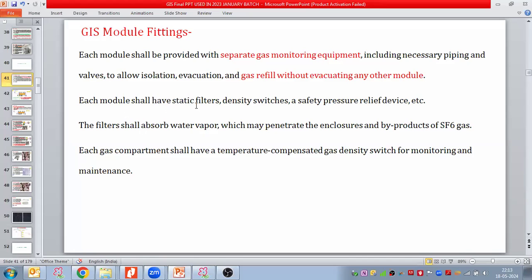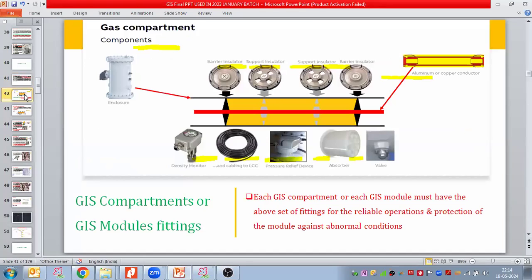Each module shall have static filters, density switches, and a safety pressure relief device. The filter shall absorb water vapor which may penetrate the enclosure, and byproducts of the SF6 gas. Each gas compartment shall have a temperature compensated gas density switch as well for monitoring and maintenance, and with this we do online monitoring. So let us see about the fittings.